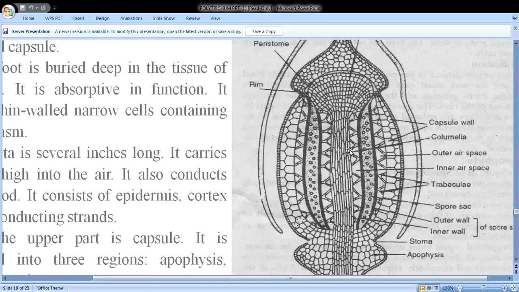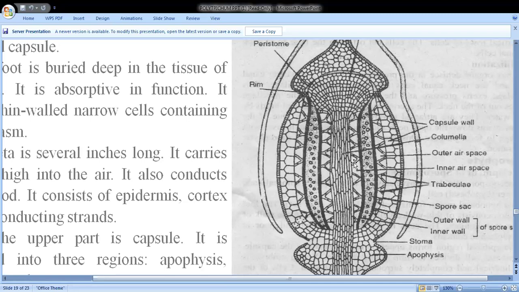This is a sterile tissue which is continuous with the central axis of the apophysis. Spore sacs are enriched by 2 rows of thin walled cells. The spore sac consists of 4 to 6 rows of sporogenous tissue. These cells undergo reduction division and produce the haploid spores. See here, these are the spore sacs.